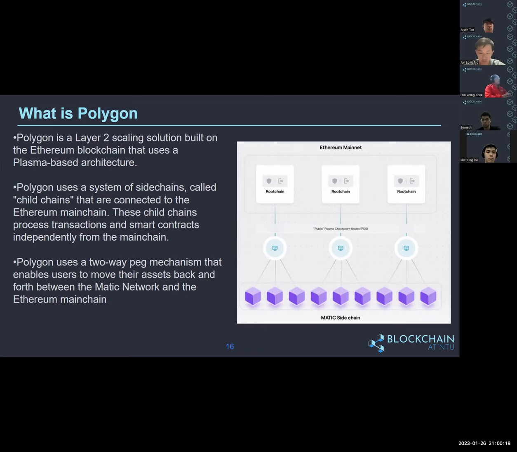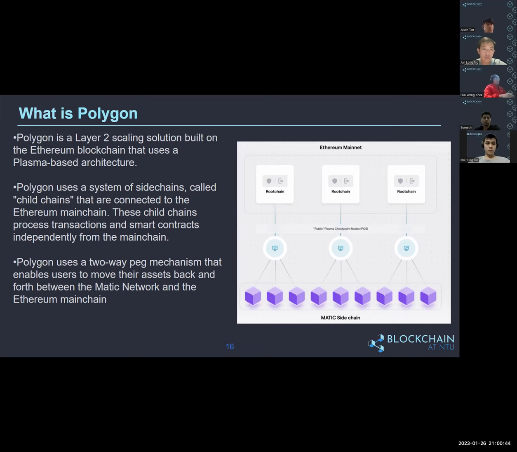So Polygon also uses a unique consensus mechanism called proof of stake, which I guess most of you are familiar with. This allows for a more energy efficient and secure network. So overall, Polygon aims to address the scalability issues faced by the Ethereum network, and it provides a faster, cheaper and more secure alternative for building and deploying decentralized applications.